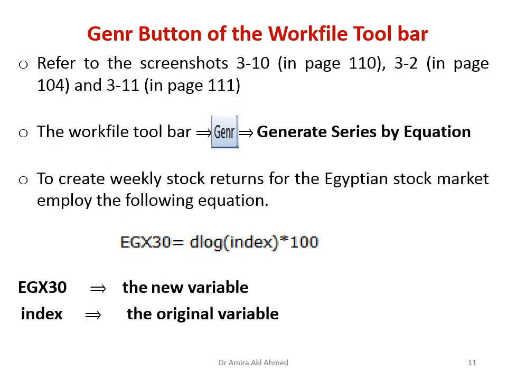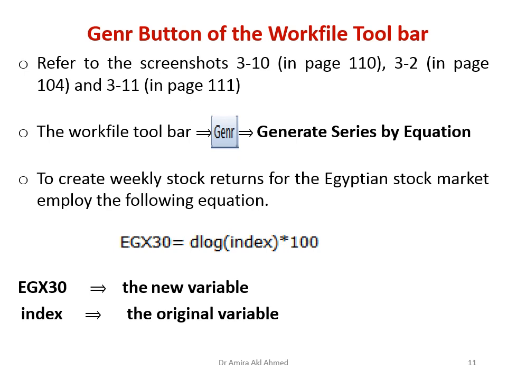The Generate button from the Workfile toolbar could be used to generate a new variable from an existing one. By clicking on this Generate button, you will be introduced to the Generate Series by Equation dialog box. This dialog box is shown in the screenshot 3.2. We already have talked about this screenshot. Then you can type an equation to generate a variable of interest.